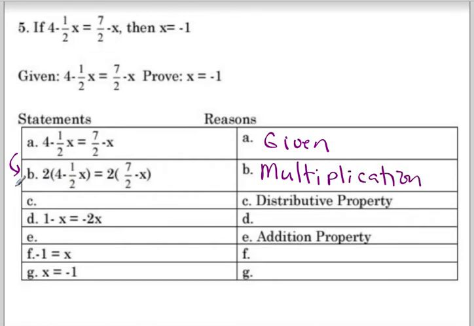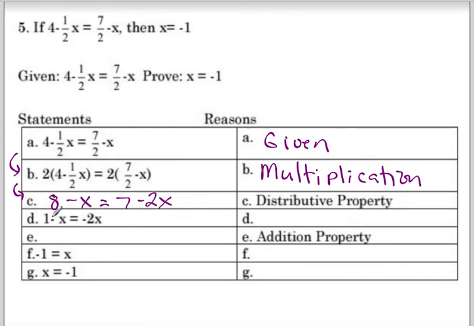Property of equality there. And then from B to C, we're having to fill in C. So they told us what they did here. They distributed. So we're going to have to distribute on our left side here. So 2 times 4 is 8. 2 times negative 1/2 is negative 1x there. And then 2 times 7 over 2 is 7 minus 2x, just distributing to both pieces.